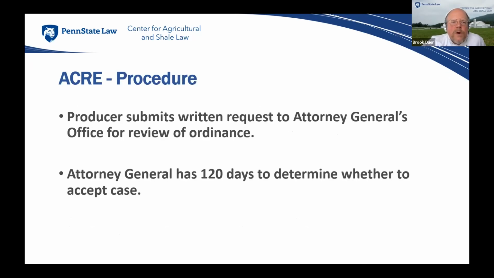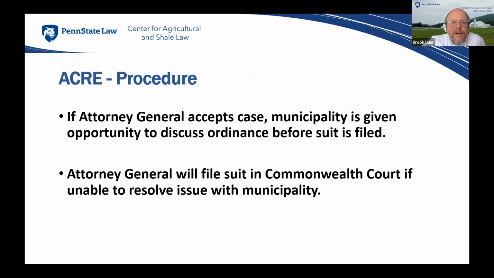Now, how's it work? The producer submits a written request to the Attorney General's office for review of the ordinance, and then the Attorney General has 120 days to review and determine whether to accept the case. If the Attorney General accepts the case, the municipality is given an opportunity to discuss the ordinance before the Attorney General might file suit. And those negotiations have taken care of a very, very large amount of the cases that have been referred to the Attorney General thus far.